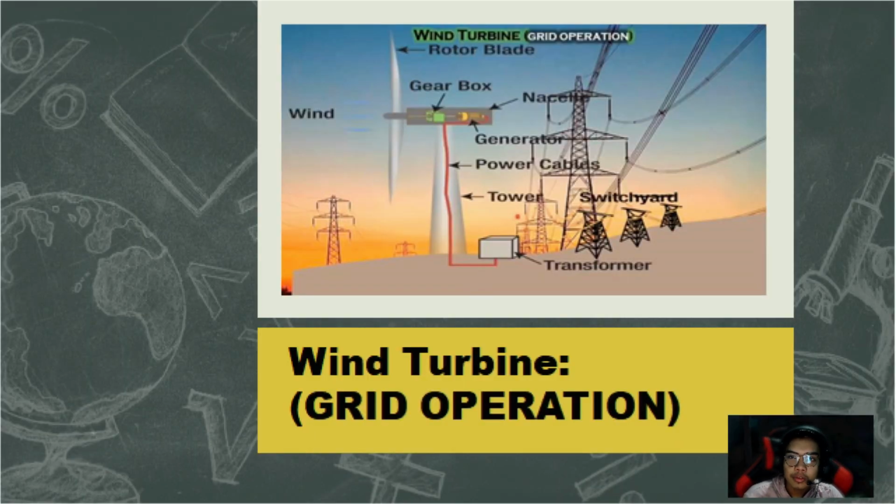wind turbine grid operation. So ito makikita natin kung paano gumagana yung wind turbine. So first, yung wind pupunta sa rotor blade para umikot, pupuntang gearbox na magpapadagdag ng bilis, tapos magde-generate siya ng electricity from nacelle to power cable, mapupunta sa tower at mapupunta sa transformer at diretso na sa grid line or sa switchyard para mag-produce ng energy.